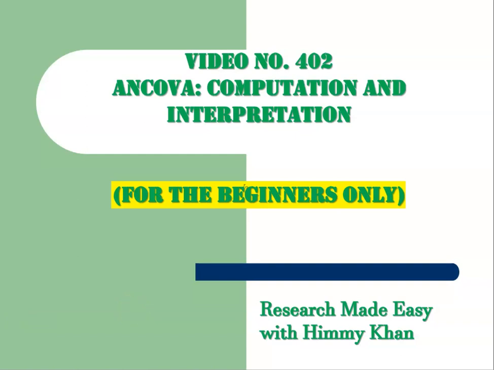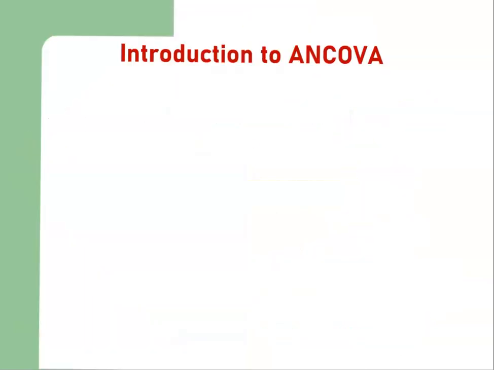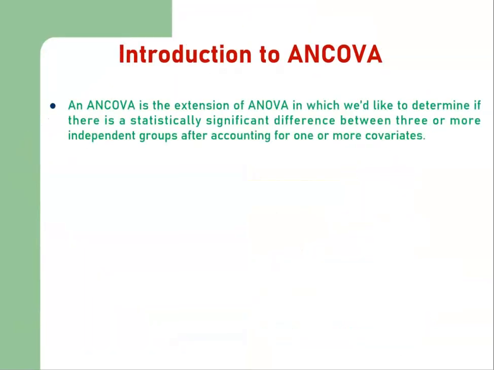This is video number 402, and in this video I am going to explain analysis of covariance, that is ANCOVA. I'll also discuss the computation and interpretation of the results of analysis of covariance using SPSS. ANCOVA is the extension of analysis of variance, that is ANOVA, in which we would like to determine if there is a statistically significant difference between three or more independent groups after accounting for one or more covariates.